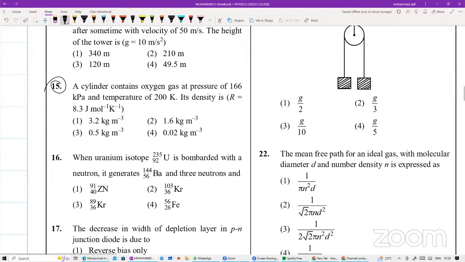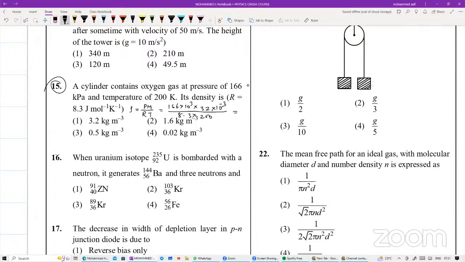ये बताइए बेटा कोई. A cylinder containing oxygen gas at a pressure of 166 kilopascal, temperature 200 Kelvin, density will be equal to how much? Density का फॉर्मूला आपको मालूम है, density is equal to PM divided by R into T, direct फॉर्मूला. Isn't it? प्रेशर कितना दे रखा है आपने 166 किलो पास्कल, यानी 166 into 10 to the power of 3 into molecular weight will be equal to 32 grams, यानी 32 into 10 to the power of minus 3 divided by R. R की वैल्यू कितनी है बेटा 8.3 into टेम्परेचर कितना है 200. सिंप्लीफाई कर लीजिए, that will give me the answer.